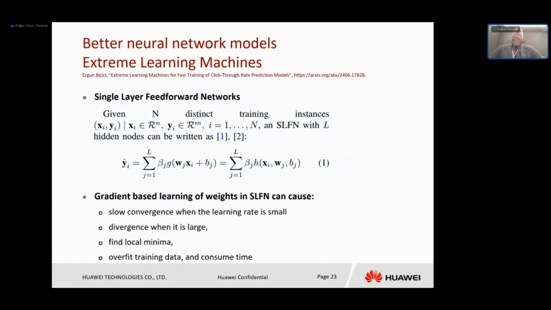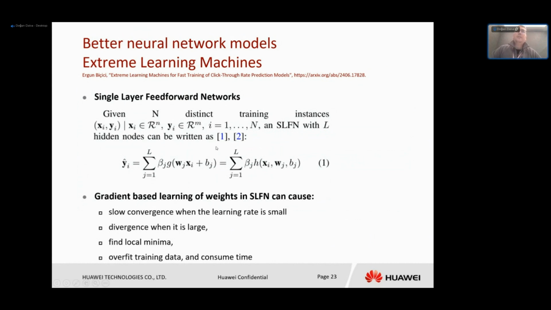Another technique is extreme learning machines. We know that single layer feed forward networks are the initial starting point of neural networks, which have only one layer, and the output is obtained by multiplying the inputs x by a weight matrix W and adding bias, and then the activation function G is used, and the final output is obtained by averaging or multiplying with beta weights to obtain the y1, yi, to obtain the output.